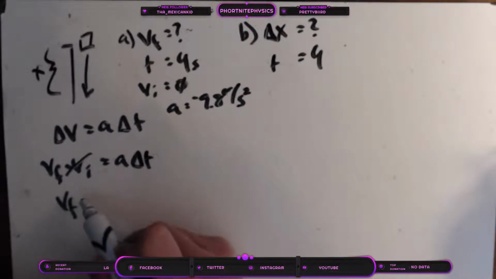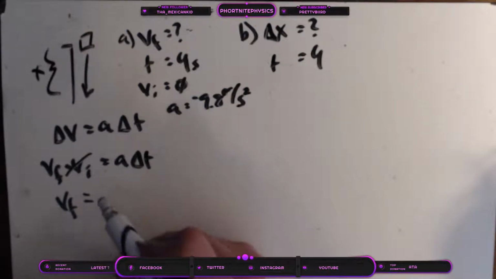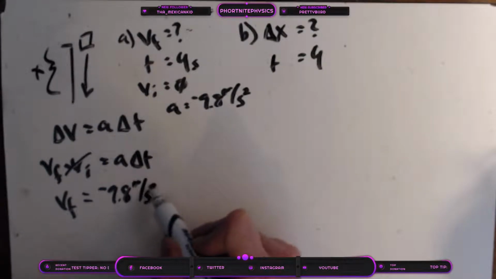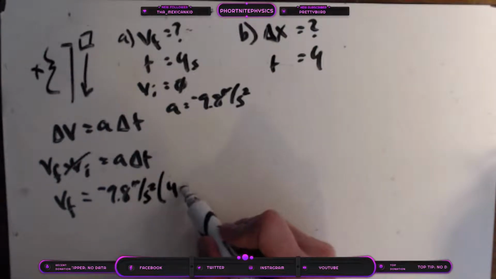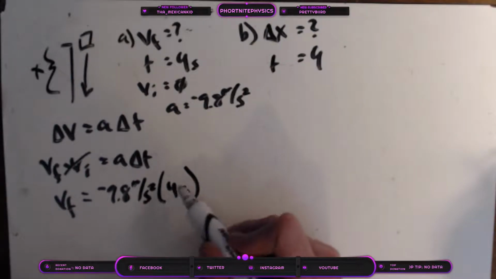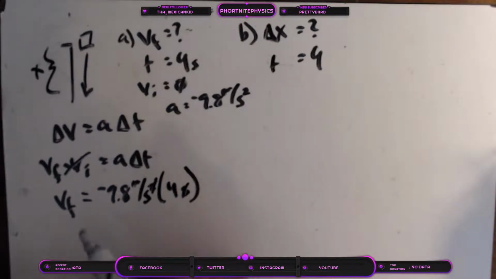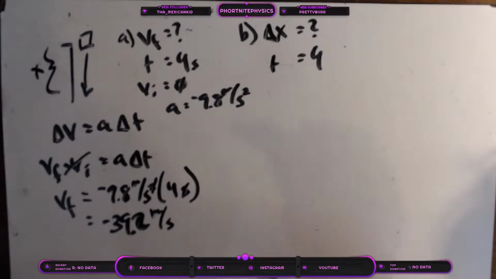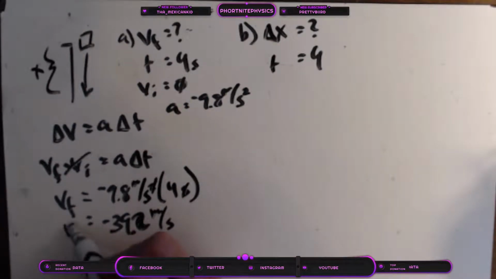So we're solving for Vf. We don't know that yet, but we do have our acceleration, which is negative 9.8 meters per second squared, and we know we are falling for 4 seconds. Okay, this s cancels out one of those s's, and we end up with negative 39.2 meters per second. Now, what does that negative mean?